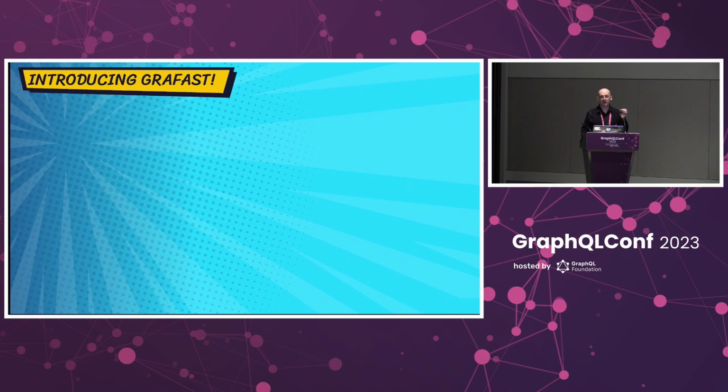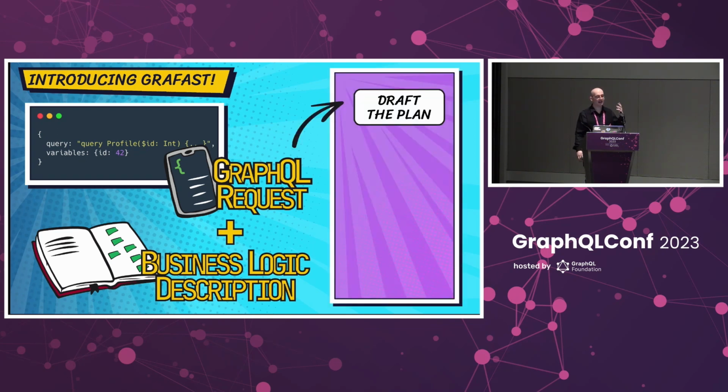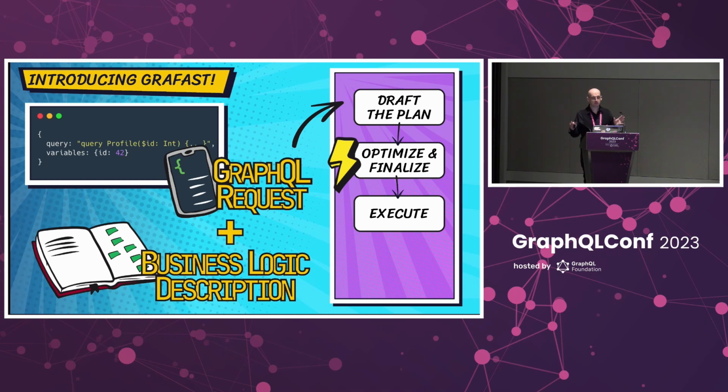Graphast's job is to look at your incoming GraphQL request and the description of your business logic, and to build or draft an execution and output plan. It can then, with the help of your business logic descriptions, optimize and streamline this plan. This may involve changing the shape of execution significantly from the shape that the GraphQL request would imply, enabling the system to satisfy the requirements of the request in the most efficient manner.